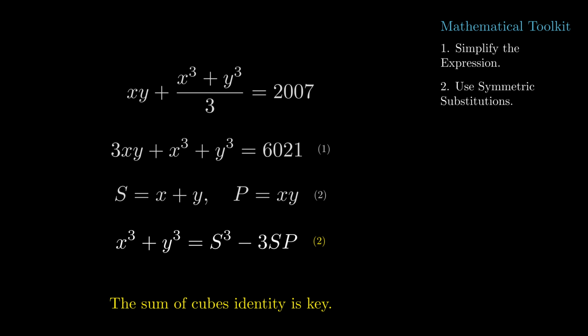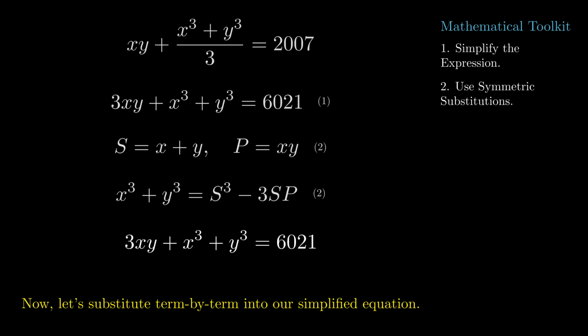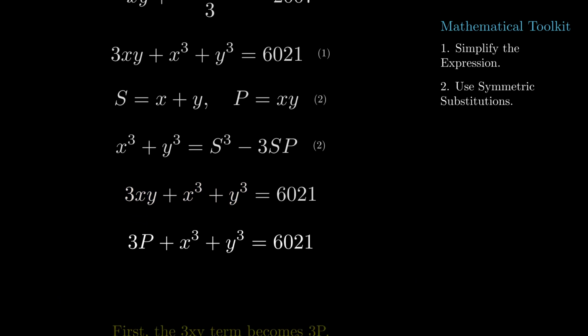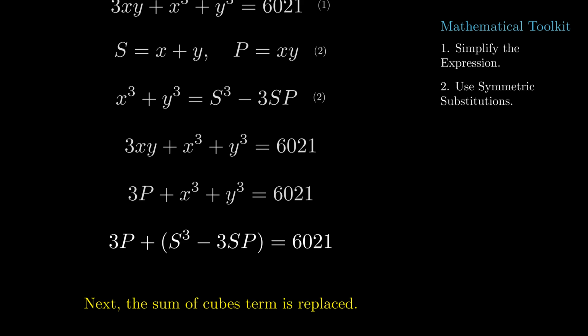The sum of cubes has a famous identity that can be rewritten purely in terms of s and p. Now let's substitute these into our equation, term by term, to see the transformation happen. First, the 3xy term becomes 3p. Next, the x cubed plus y cubed term becomes s cubed minus 3sp.